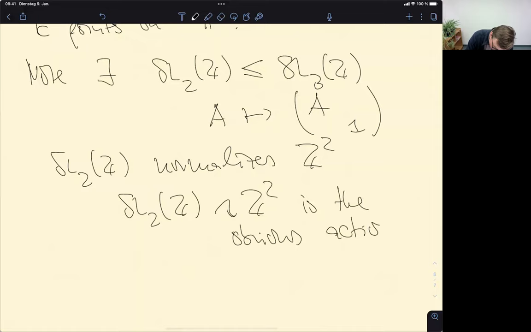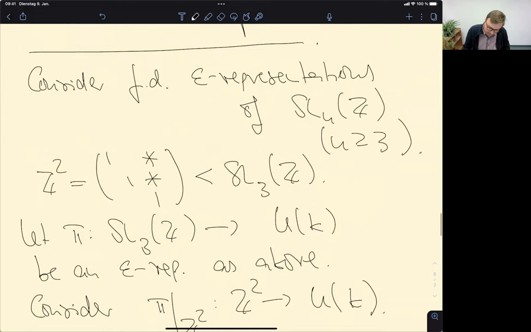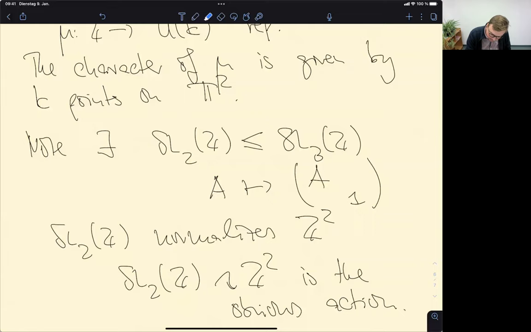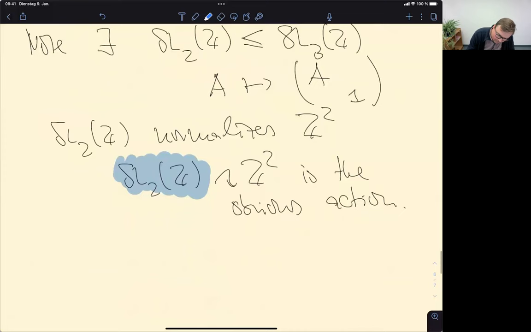Well, and that's exactly the reason why, if you start out with a representation of this group SL3Z, then the restriction of that representation to Z square does in a very natural way come with a bunch of unitaries acting on the same Hilbert space that implement all kinds of conjugations. It doesn't give you the same representation, it gives you a conjugate representation, but a representation with the same character. And that means that this character, this collection of k points on the two-dimensional torus, is actually invariant under the action of SL2Z.